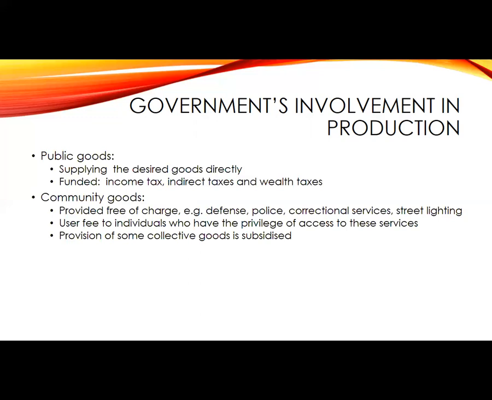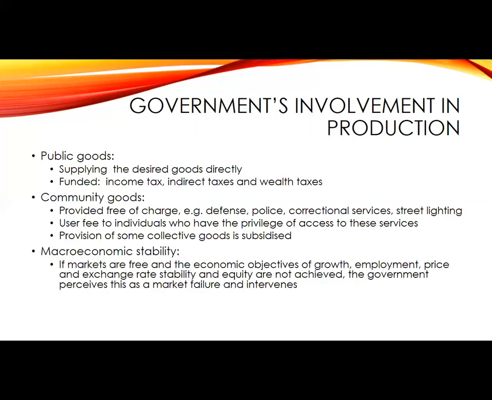Now, if you think about public transport and clean water, yes, people pay for these goods, but definitely not the market price. The demand for these goods is so high that the market price would be too high for most people to be able to afford it. And then the government steps in and subsidizes these community goods.